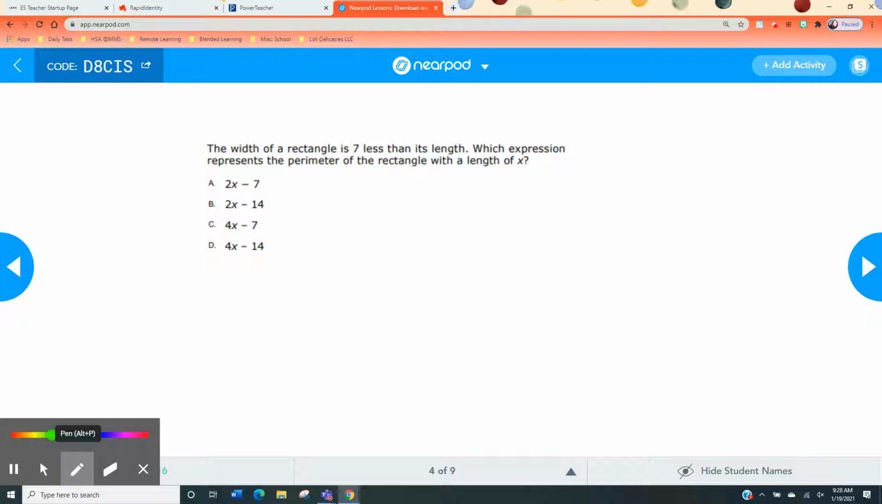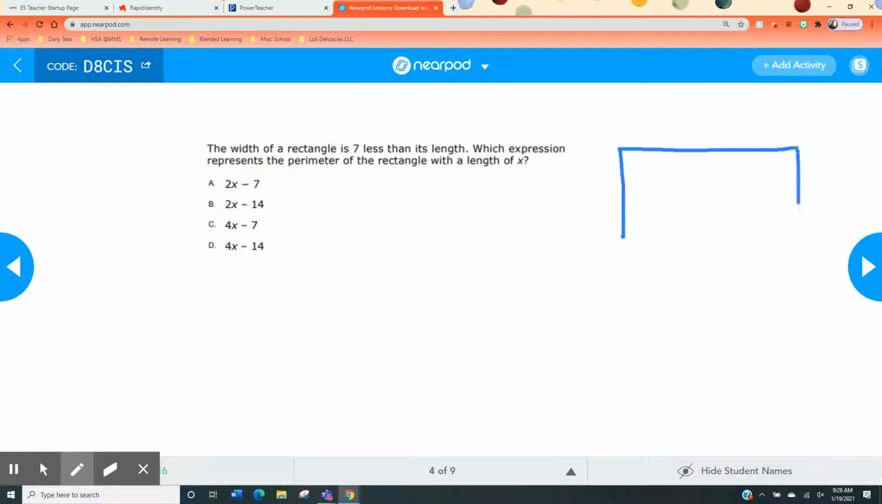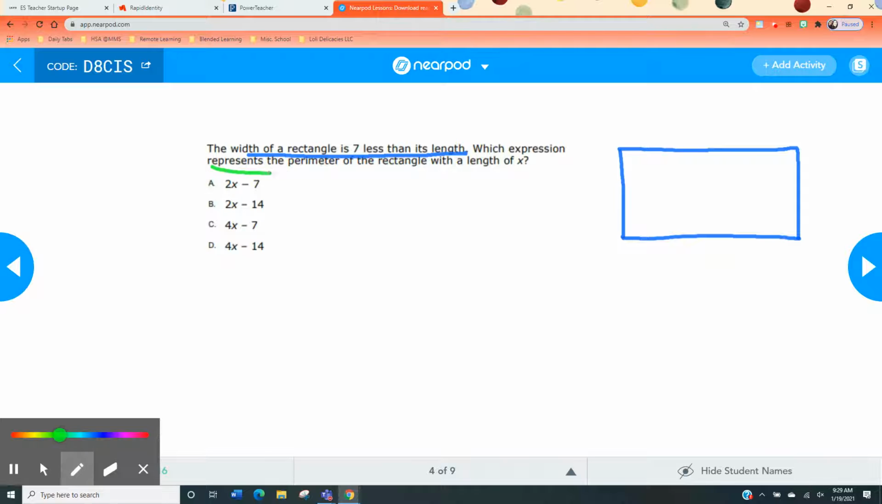So first things first, before I even start underlining, I know I'm working with a rectangle. So I'm going to go ahead and draw out my rectangle. Why am I drawing my rectangle? I'm going to use it to help me with the perimeter and so that I can write out what my length is and what my width is. So the question again says, the width of a rectangle is 7 less than its length. Which expression represents the perimeter of the rectangle with a length of x?